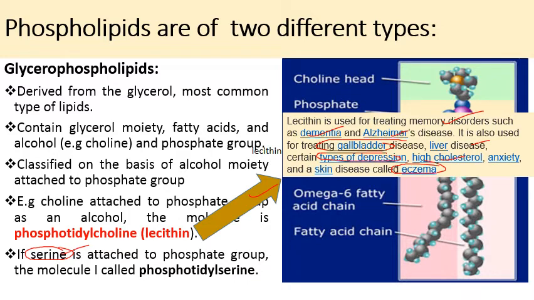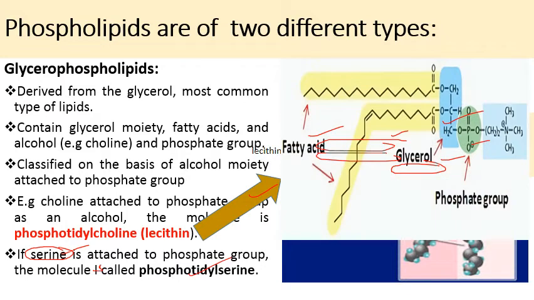If serine is attached to the phosphate group, that is, if serine is present in place of choline, which is an amino acid, then the molecule is called phosphatidylserine. So this is called phosphatidylserine.